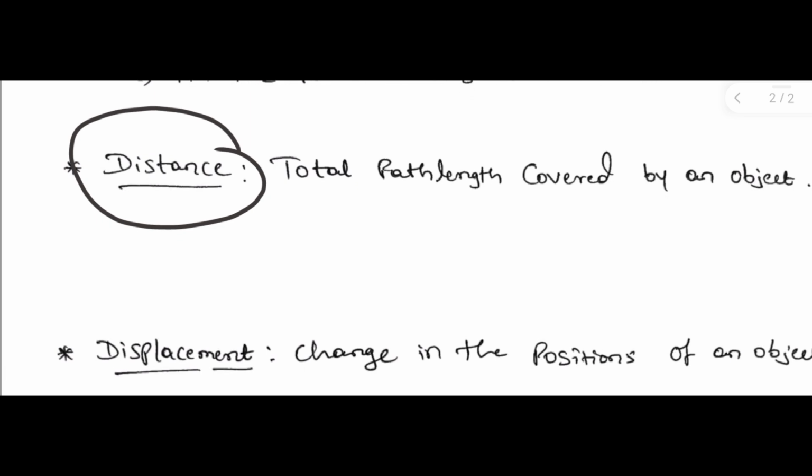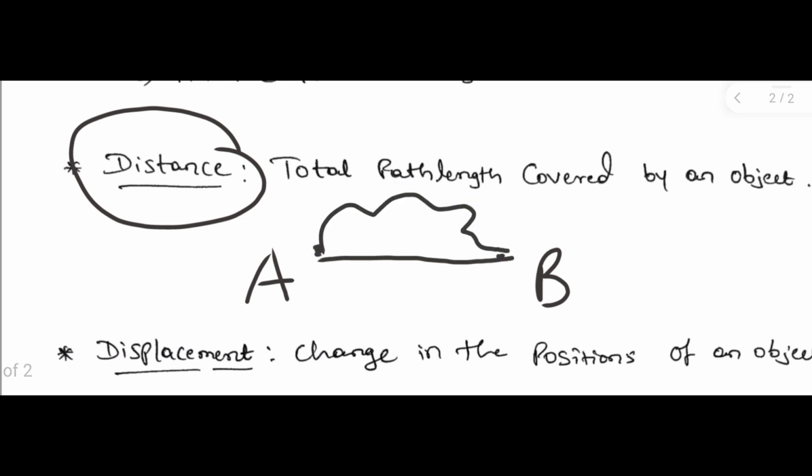For example, here position A is there and position B is there. The object must travel from A to B. Here the object may travel in any possible direction. It may travel in a straight path, or it may travel in a curved path or zigzag path. There are three paths to reach from A to B.